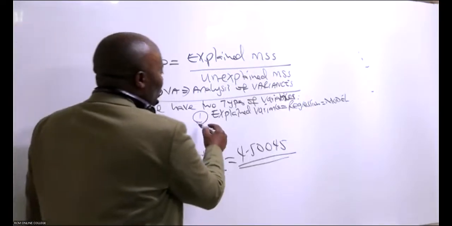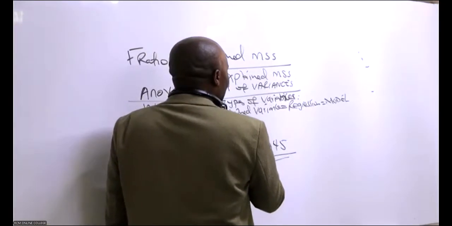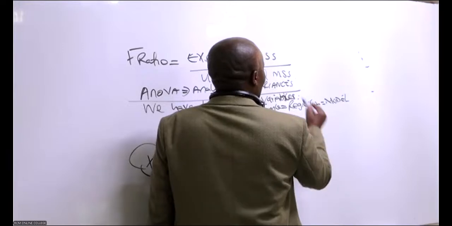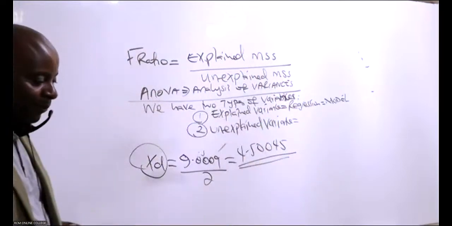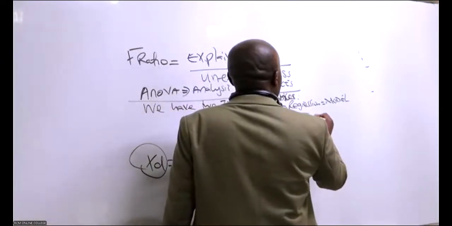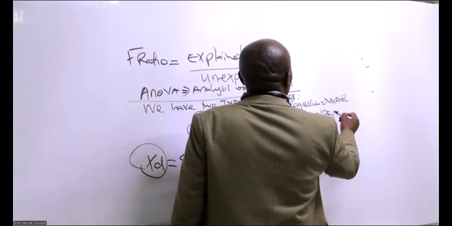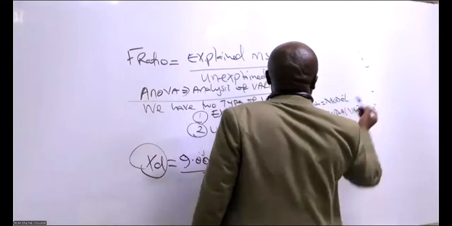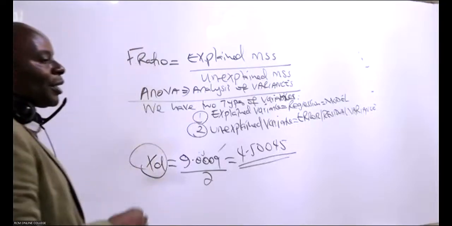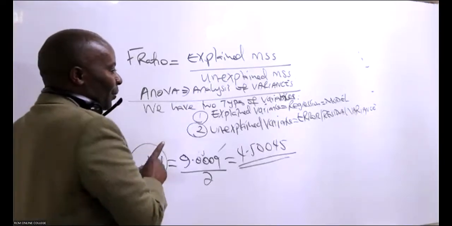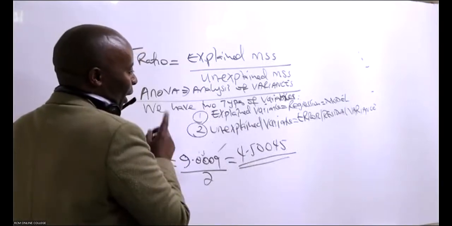And number two, we have unexplained variance. It is also called error variance, or residual variance. Bad names they use for them. Anytime you see variances, they will always be given in those two categories.